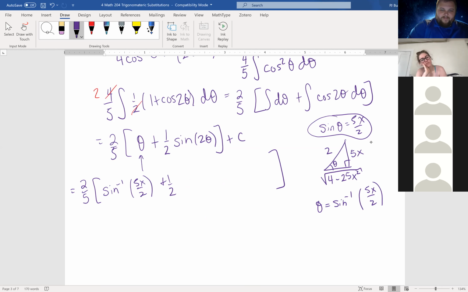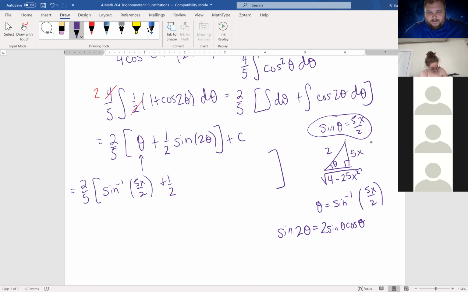So, does anybody have an idea of what identity we can use for sine of 2 theta? And a good idea is to probably print out that trig sheet and unit circle that I gave you on Blackboard, because all these identities are on that sheet. Maybe we can use 2 sine theta cos theta. That sounds good. Thank you. So it's equal to 2 sine theta cosine theta.